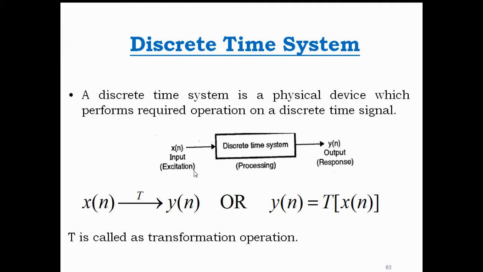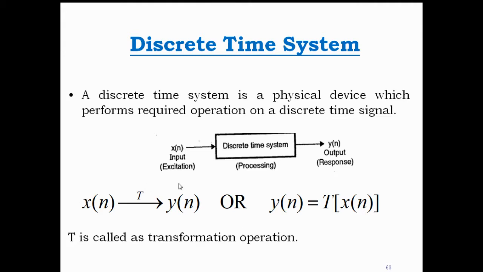So the mathematical notation can be defined as x of n, then a simple arrow, and on the arrow a T is defined. That particular T is used for a transformation operation. Now transformation is nothing more than what type of process we are applying. So transformation is nothing but the whole process which is applied on a system.